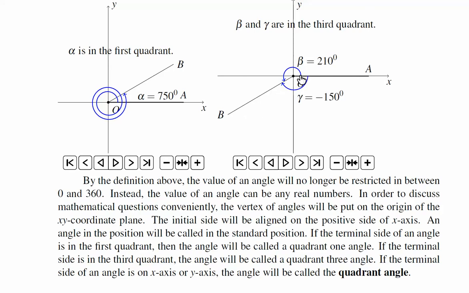But there are cases where sometimes the terminal side will be on the y-axis or x-axis. In that case, it is called a quadrantal angle. So a quadrantal angle is an angle with the terminal side on either the x or y axis. Those are the basic concepts. I will see you later with more concepts.